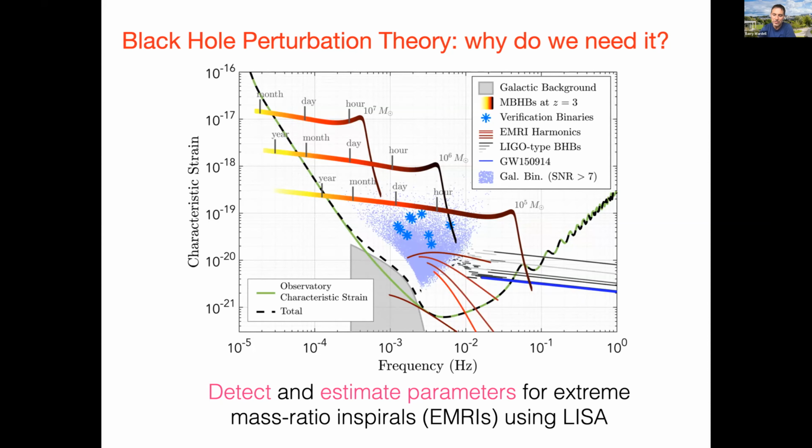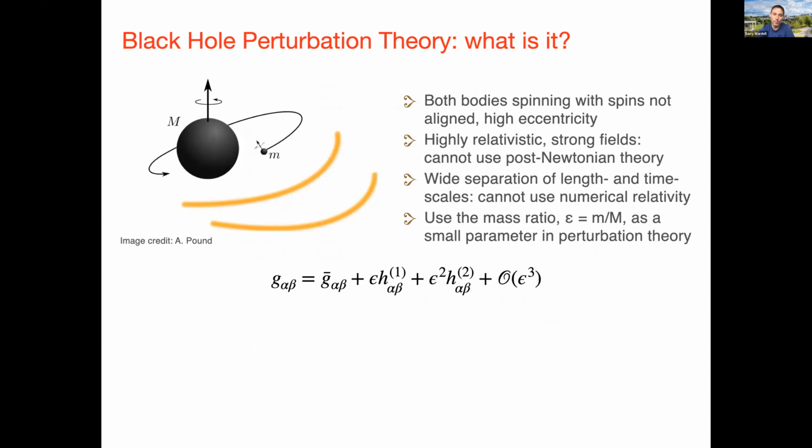So that's where black hole perturbation theory comes in. We take the thing that seems to be a problem, the fact that you've got two different length scales, this mass ratio, and turn it into an advantage, using it as a small parameter to reformulate the problem using what's called black hole perturbation theory.